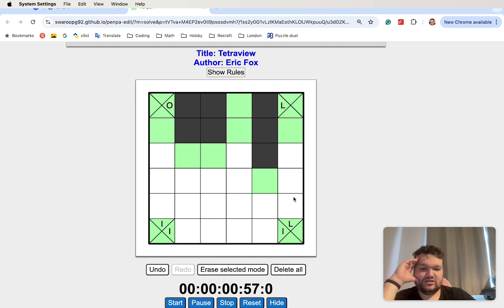We will need an L tetromino in this right column. So, like, it can be this one, but maybe it can be something else. But I think not. Or maybe it can. Okay. In the left column we should have an I tetromino, and it cannot be vertical, so it must be horizontal. So like this or like this.